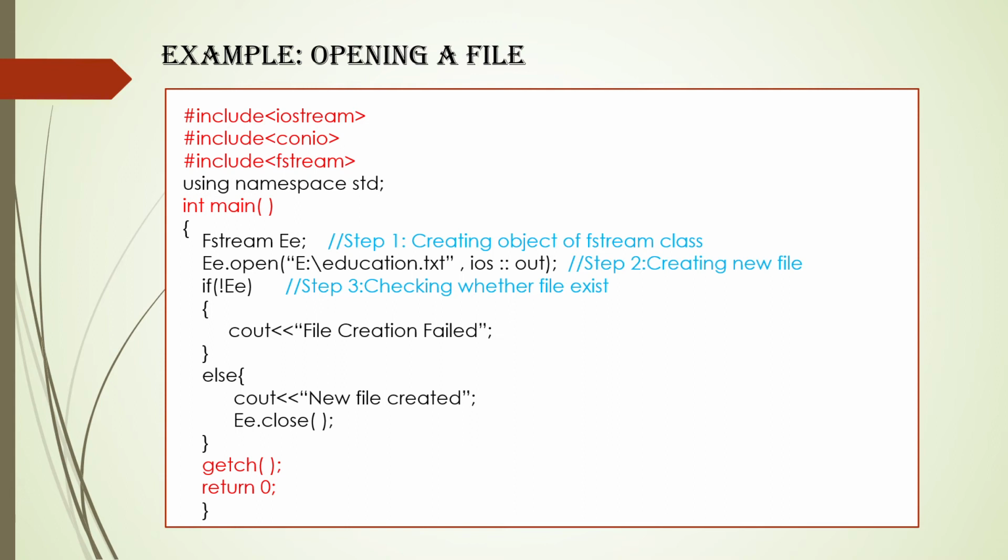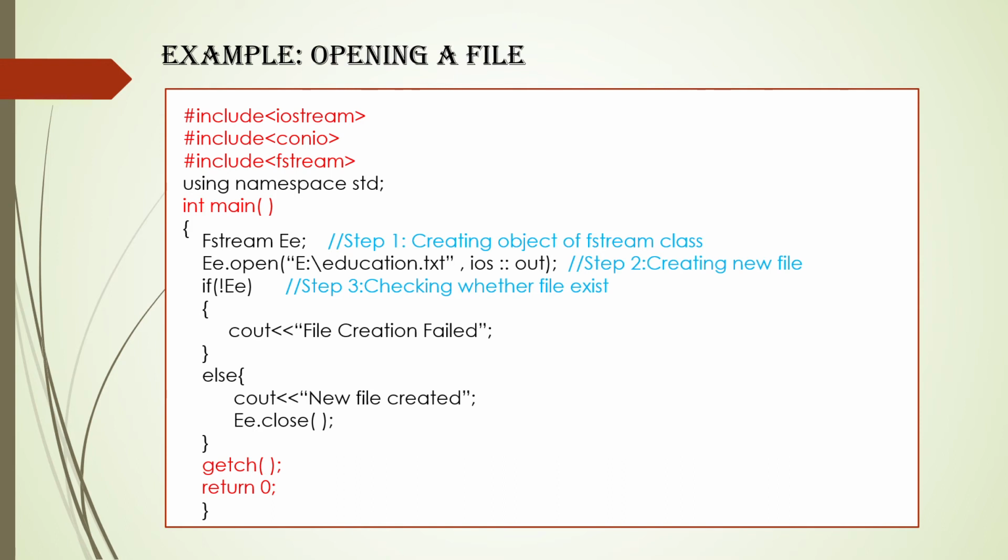And then I have created a file by using an open function, the one which we have seen right now. After creating this file, I am checking whether this file is created or not using the if condition, that is if not EE in brackets. If the file is not created successfully, this condition will be fulfilled, and if the file is created, it will jump into the else part and give the output as new file created. And at the end, I have closed that file. So this is the basics of how to create or open a file.